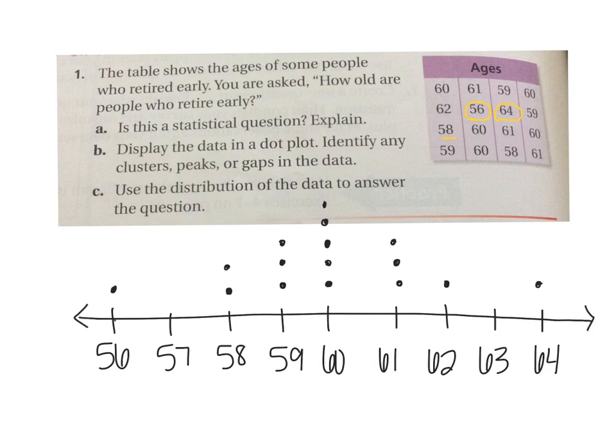So now that I have my dot plot completed, I'm going to look for clusters, peaks, and gaps in the data. So it looks like most of my data is clustered right around 60. The peak is at 60. And then there's a gap. There's actually two gaps. There's a gap between 56 and 58, and there's a gap between 62 and 64. So using this distribution to answer the question, it looks like most people who retire early are around 60 years old.